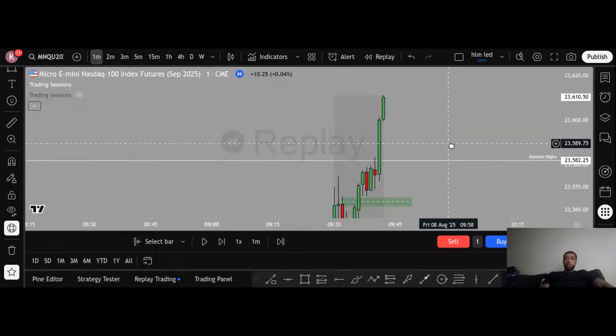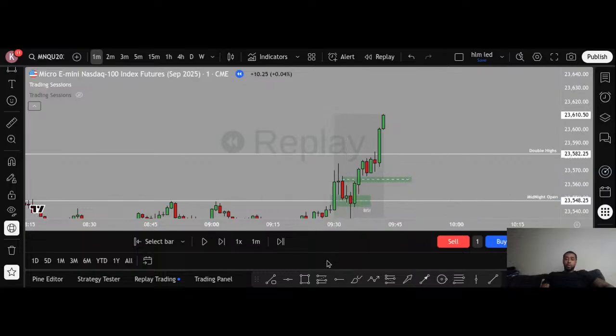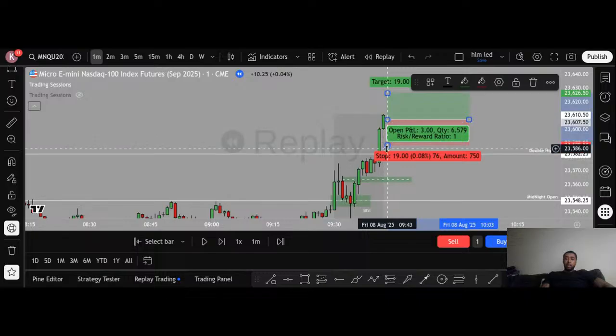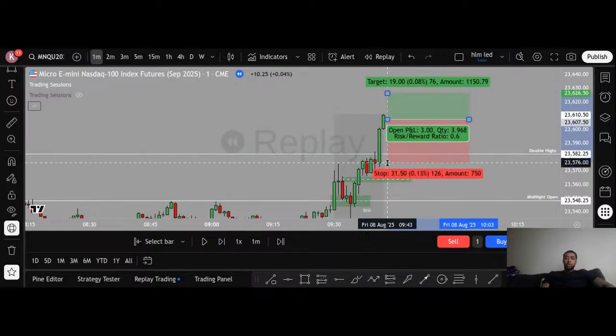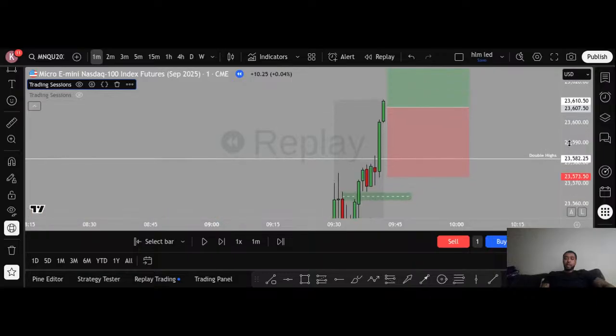The moment you see this happen, now I'm like, okay, I could go for a long. Let's say we get in here. Stop loss is below this change in the state of delivery because I'm not expecting it to come down here.